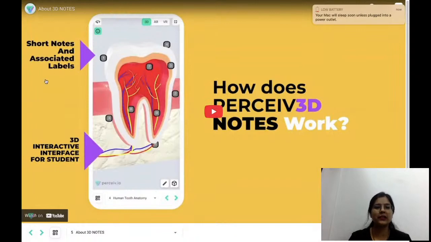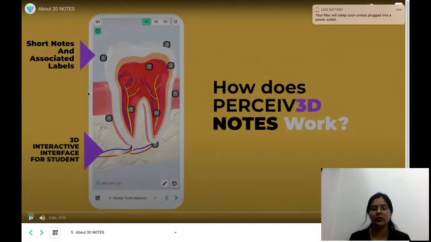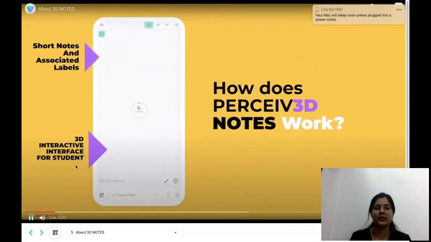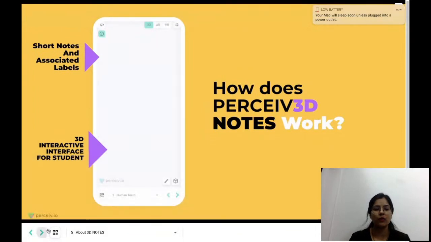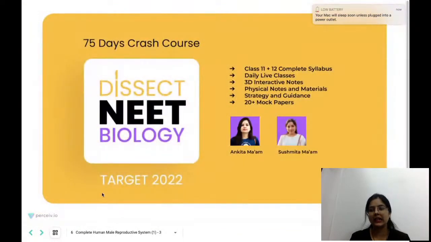So these are all the things that you will be getting: short notes and all those things with the associated labels and a 3D interactive interface. This is how it is going to work. And ultimately, lastly, we are going to launch a 75 days crash course in the name of DISSECT NEET model, as you can see.